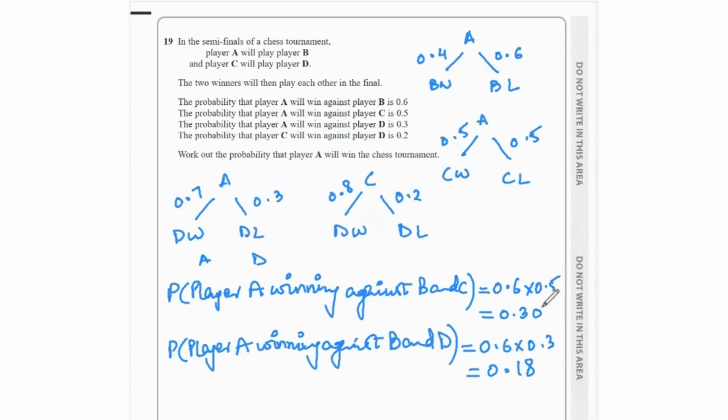After that, if the player is winning against B and C, that's the score we're getting. And if it's winning against B and D, we're getting this. In the semifinals of a chess tournament, player A will play player B and player C will play player D as well. So we need to figure out whether C is qualifying or not. If C wins, then A is playing against C, and if C loses, then A is playing against D.